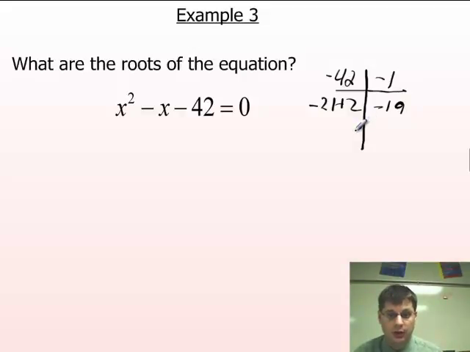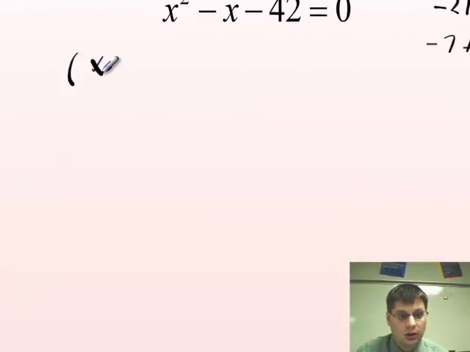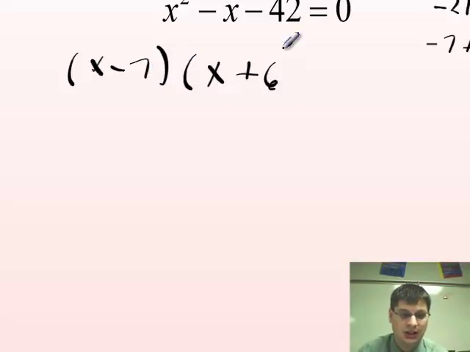So we could do negative, let's see, negative 7 and positive 6. And we add those together, and hey, that's negative 1. We have a couple winners. So we're left with x minus 7 times x plus 6.